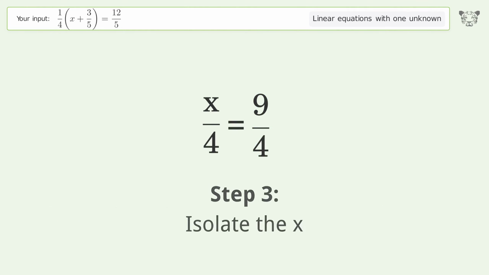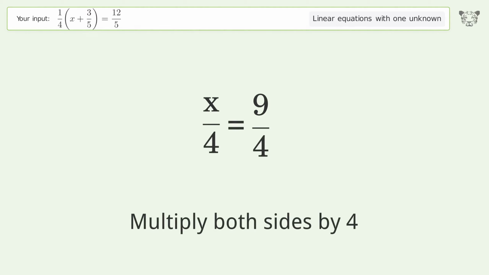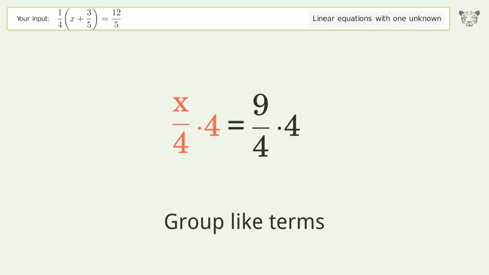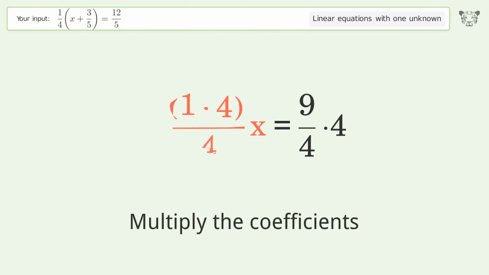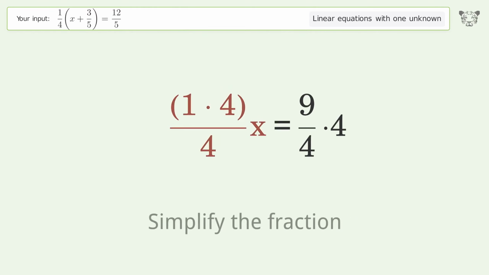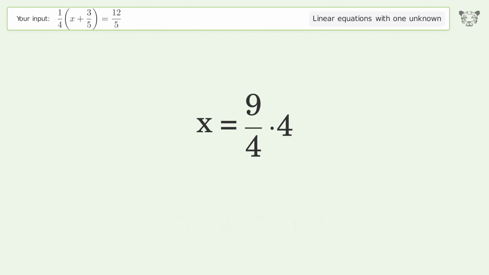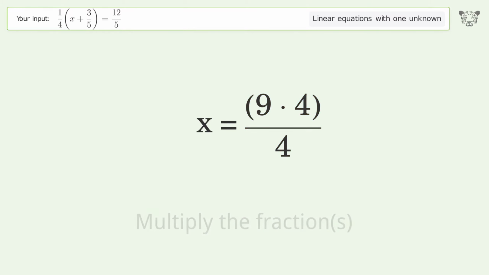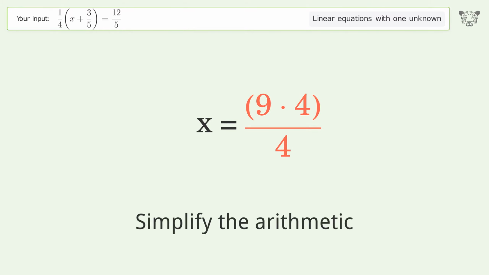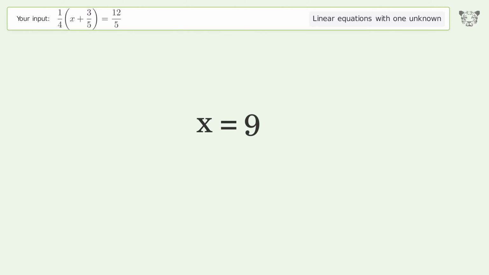Isolate the x. Multiply both sides by 4. Group like terms. Multiply the coefficients. Simplify the fraction. Multiply the fractions. Simplify the arithmetic. And so the final result is x equals 9.